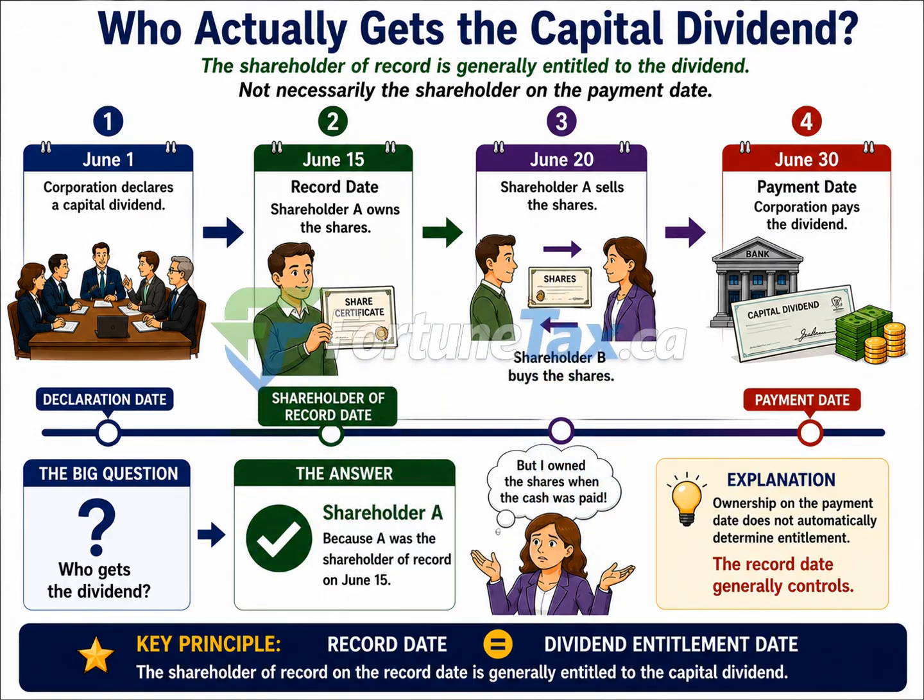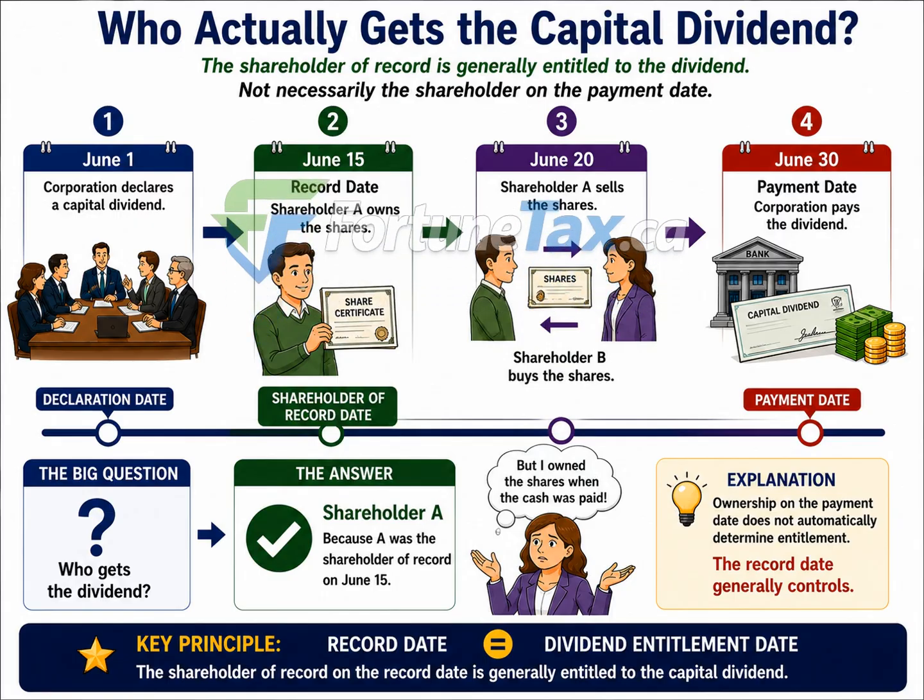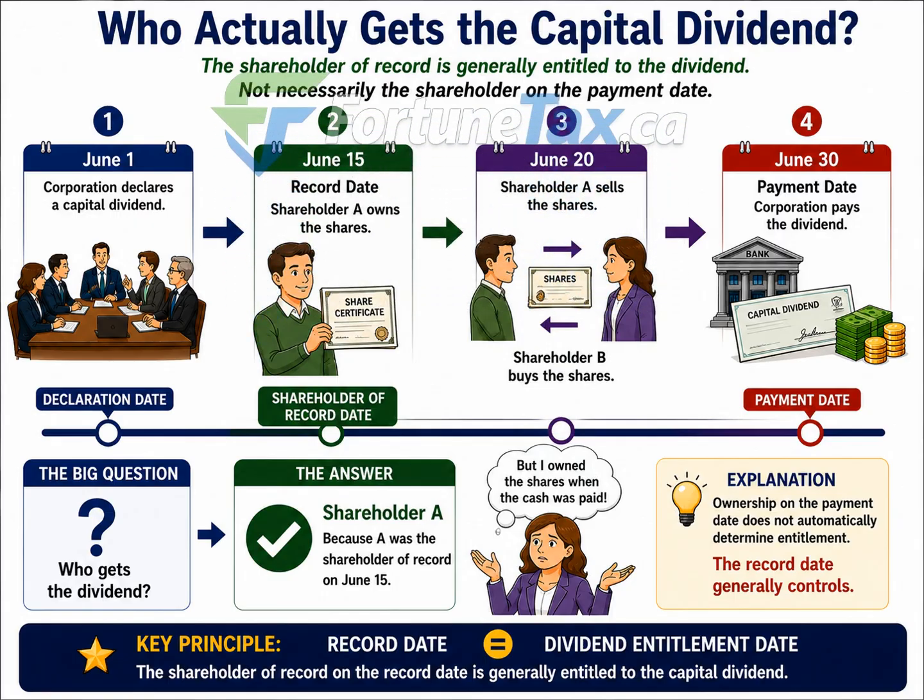In most situations, the shareholder of record date controls. Think of the record date as a snapshot. The corporation freezes the shareholder list on that date and determines who is entitled to the dividend. Even if ownership changes afterward, the entitlement has already been established.